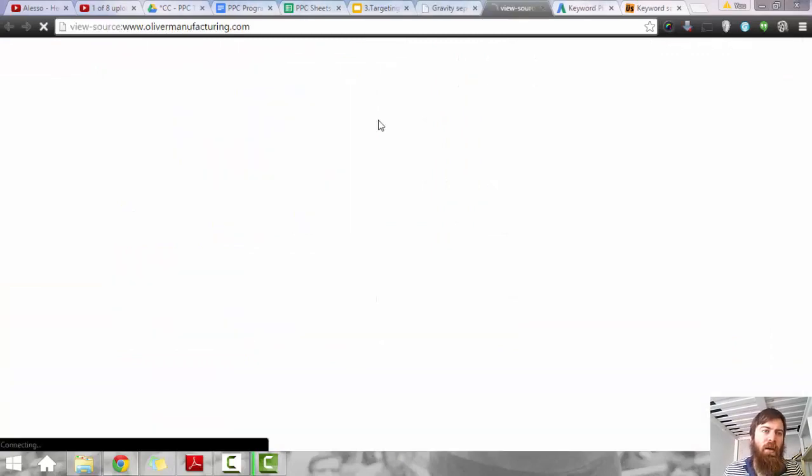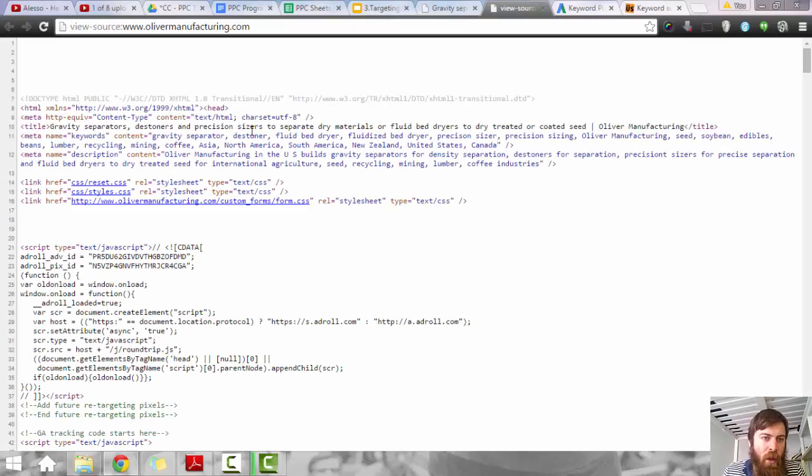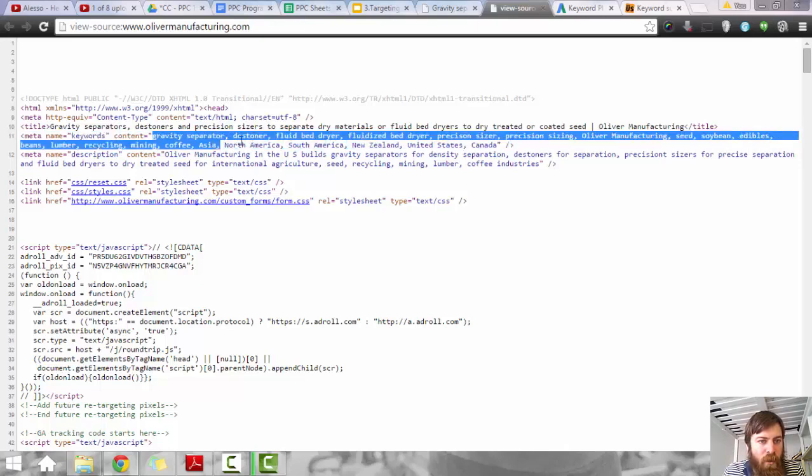What I'm going to do is press Control U to view source, and see what some of the past SEO people defined as keywords. So obviously precision sizing, so we have a couple words here.